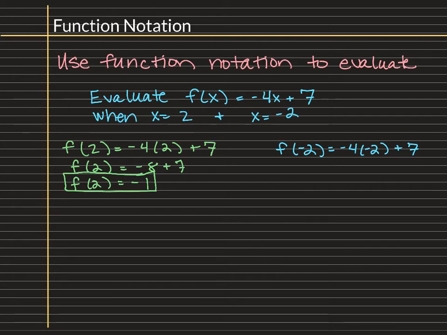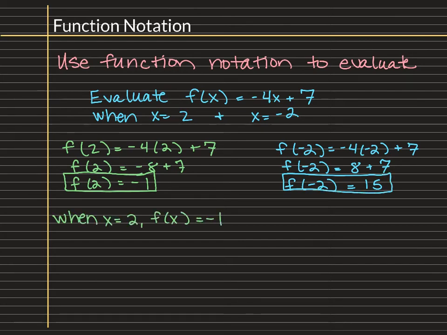So again, I'm going to write f of negative 2 equals negative 4 times negative 2 is positive 8 plus 7. All I have left to do is add 8 and 7. Again, I'm just carrying that f of negative 2 down. And 8 plus 7 is 15. Okay, so I can conclude that when x is equal to 2, f of x is equal to negative 1. When x is equal to negative 2, f of x, the outcome, is equal to 15.